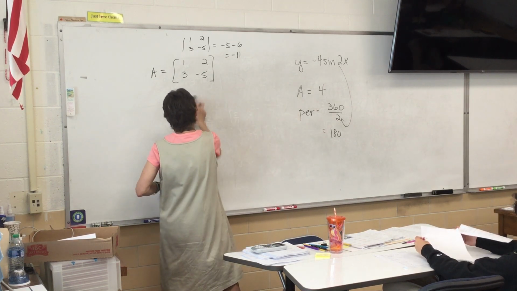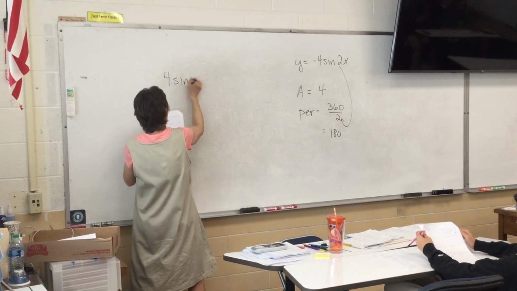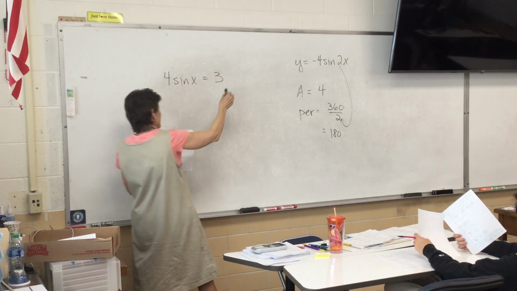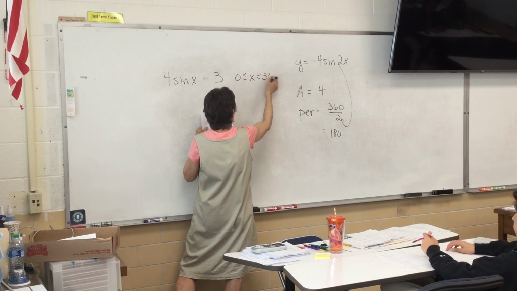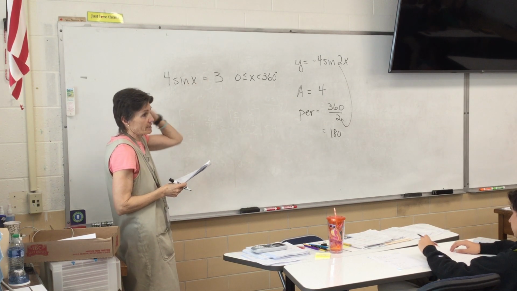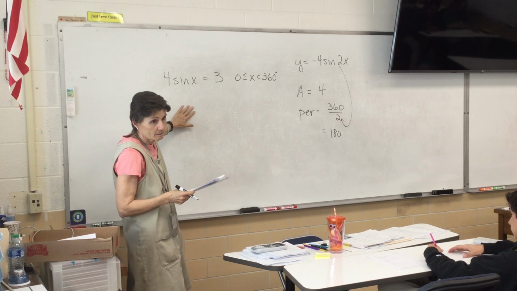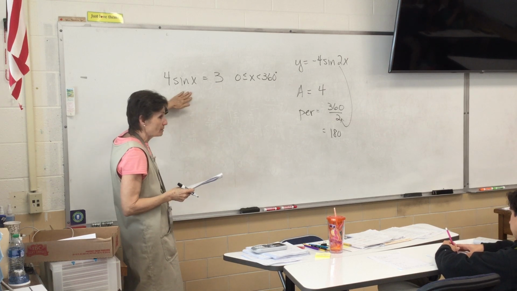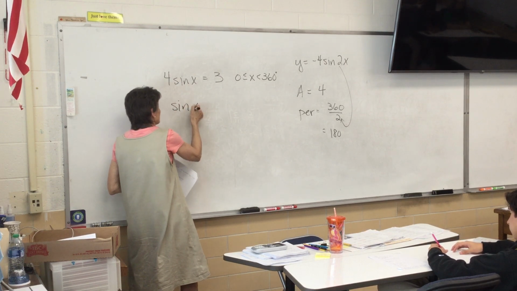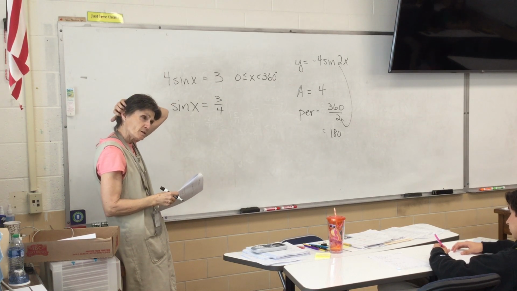You're gonna need a calculator to do this problem. So it says 4 sine x equals 3, and it says we're in degrees, and I'm solving for x. So what do you think's the first step? It's obvious. Look at that equation. Divide by 4. Yep, we're gonna divide by 4. No matter what kind of equation you're solving, you get rid of that coefficient, you divide by it.